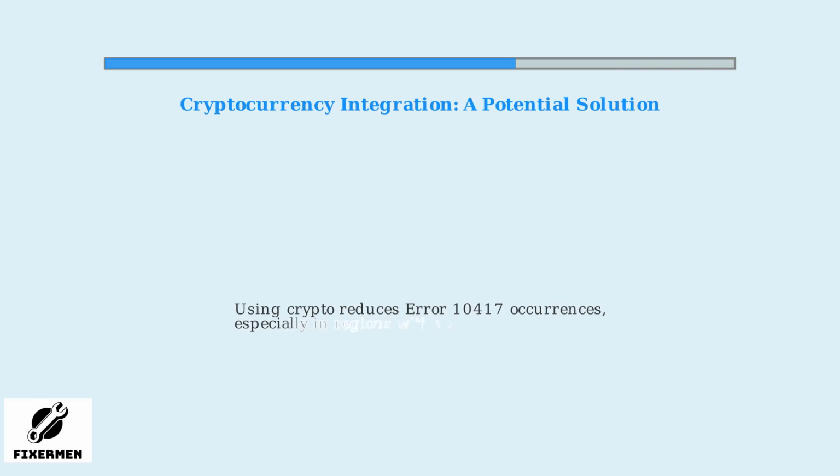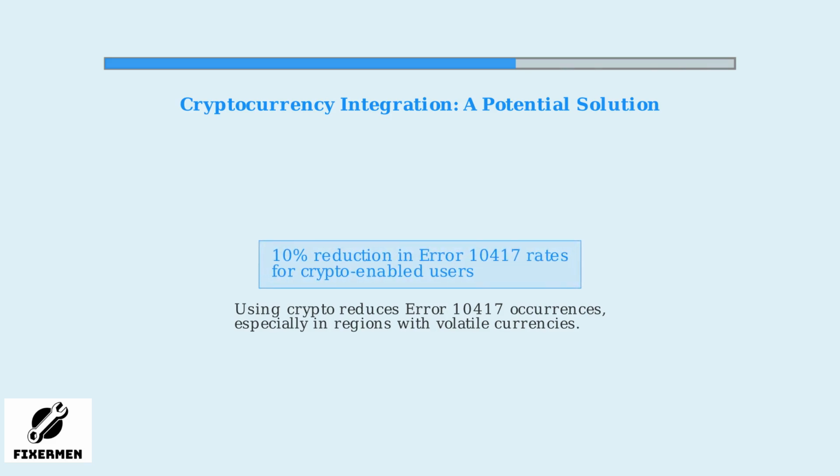By using crypto for transactions, users can sometimes reduce the occurrence of error 10417, particularly in regions with volatile currencies. According to reports, this has led to a 10% reduction in error 10417 rates for crypto-enabled users.